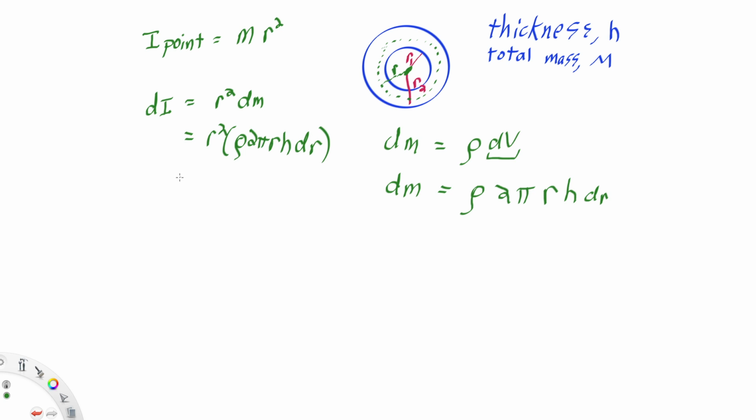Okay, let's do a little cleanup there. Pull the constants out front. 2 pi h rho. And then we have r cubed dr.